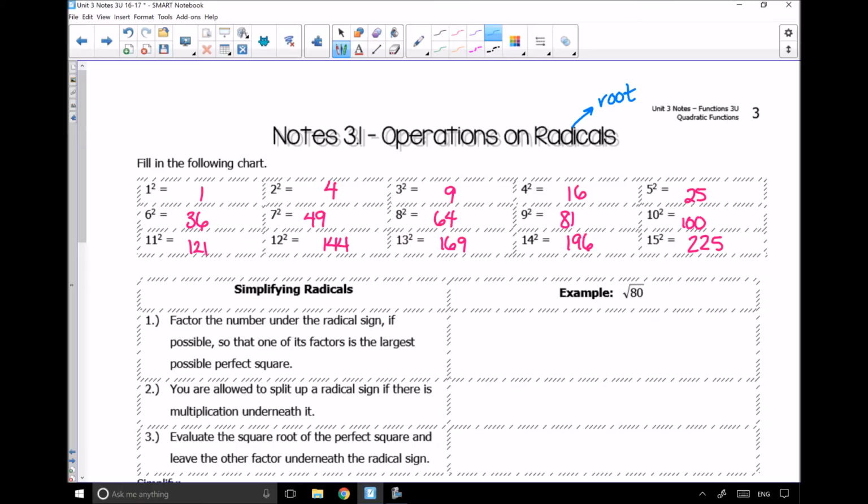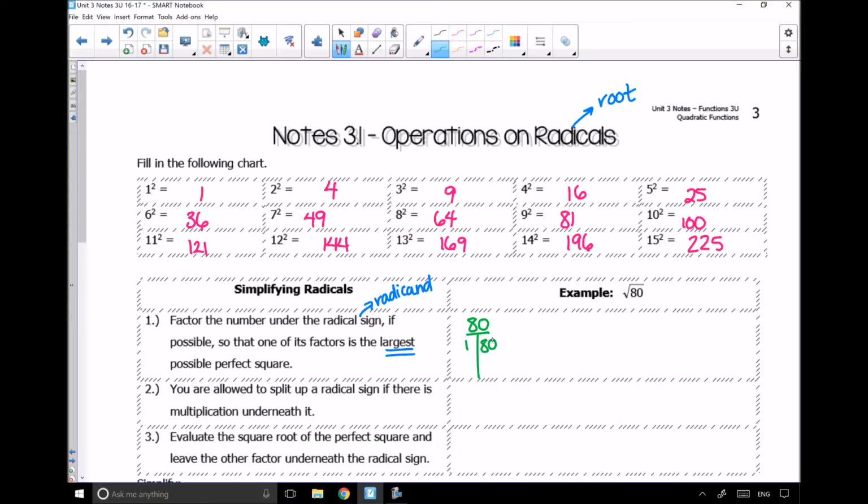So step 1 says to factor the number under the radical sign. This number is called the radicand, okay, if possible, so that one of its factors is the largest possible perfect square. And that's key that we say largest, okay? So what I'm going to do is make a factor chart for 80. But I'm only going to worry about the numbers that I have up here, my perfect squares. I don't care about the number 2, for example. 80 is divisible by 2, so 2 is a factor, but I don't care about 2 because 2 is not a perfect square.